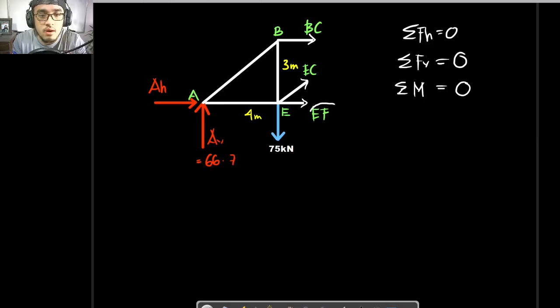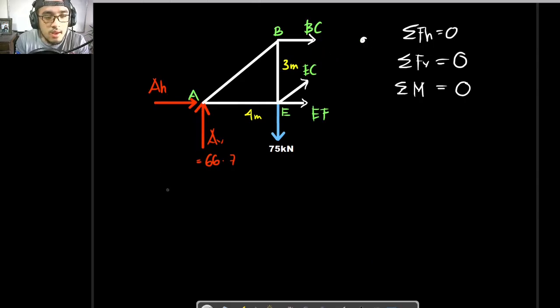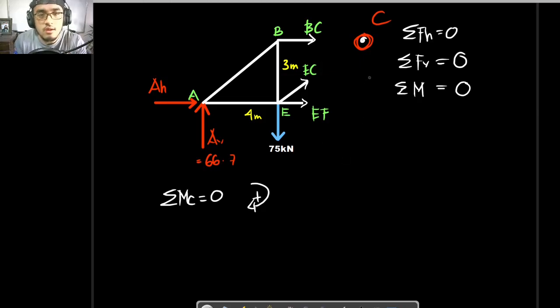So for this bar force right here, I would be applying moments at this point right here, so that member BC and member EC wouldn't be included in the equation because they would have no lever arm. Okay, so once again, if I would be getting the moment at C, the summation of moment at C is equal to 0. Let's say that clockwise is to be positive. So this is to be point C. What are the forces that has a moment if you would be applying it to C?